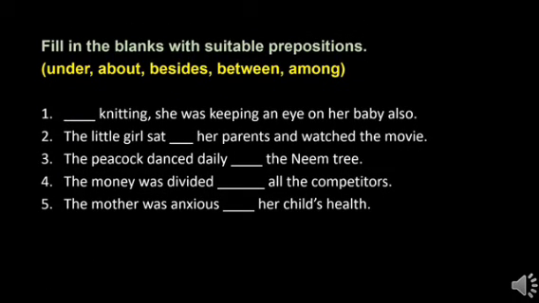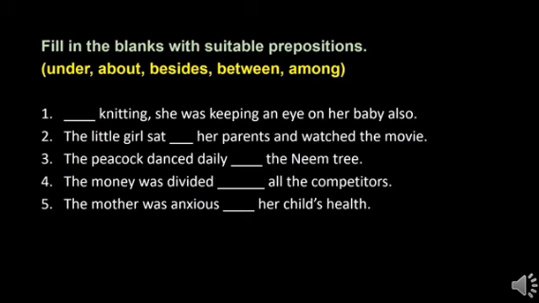The last activity is, fill in the blanks with suitable prepositions. The words are under, about, besides, between, among. Dash knitting, she was keeping an eye on her baby also. Little girl sat dash her parents and watched the movie.